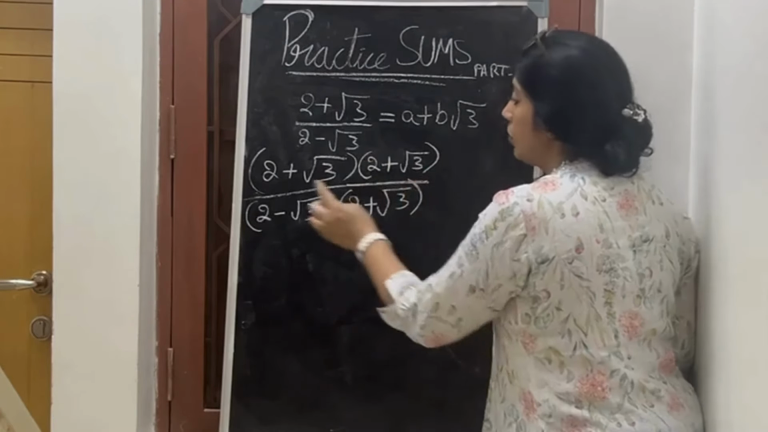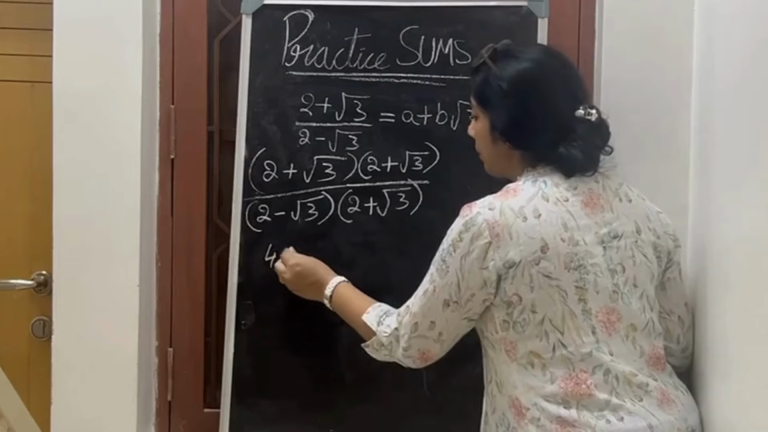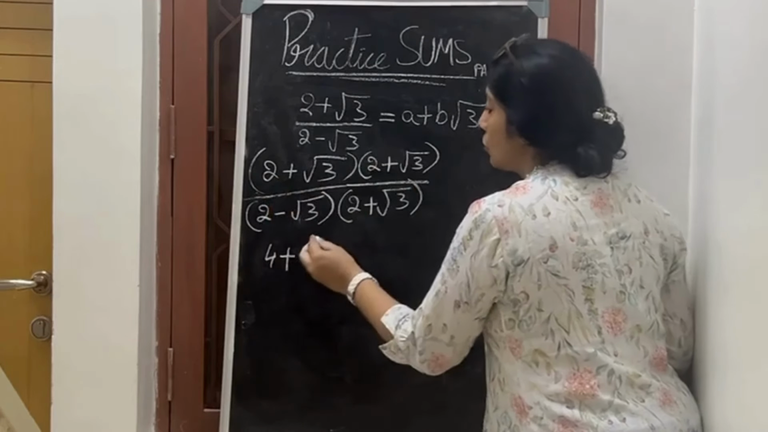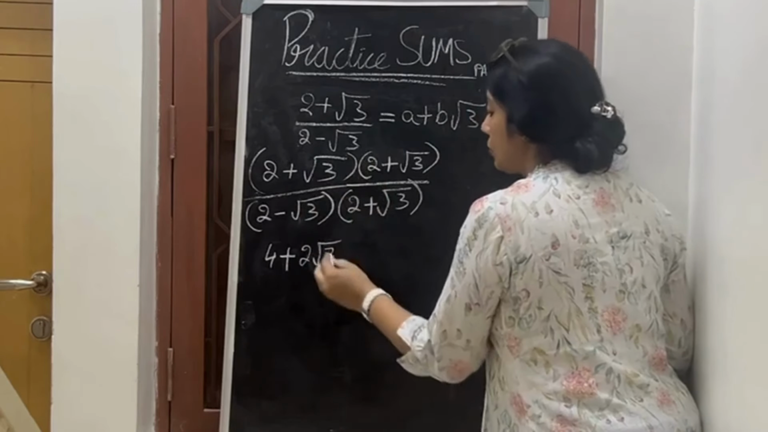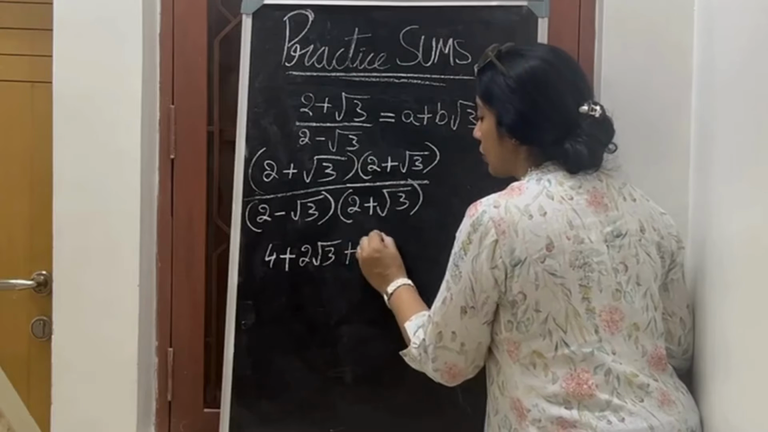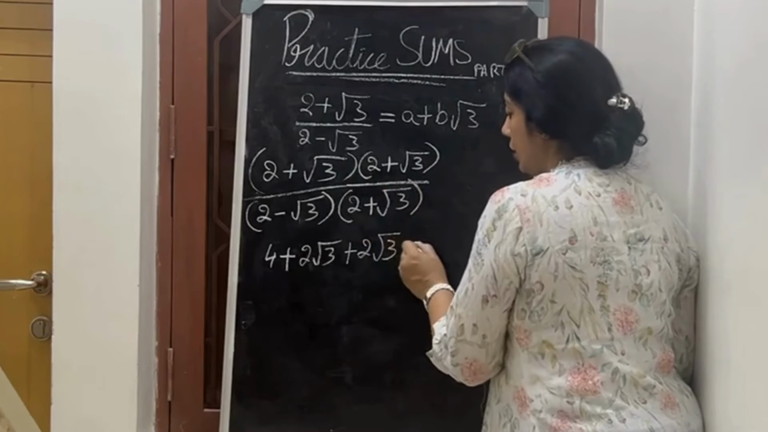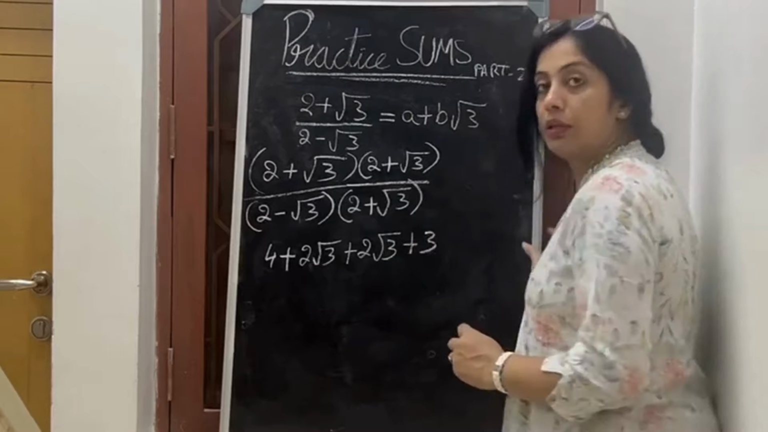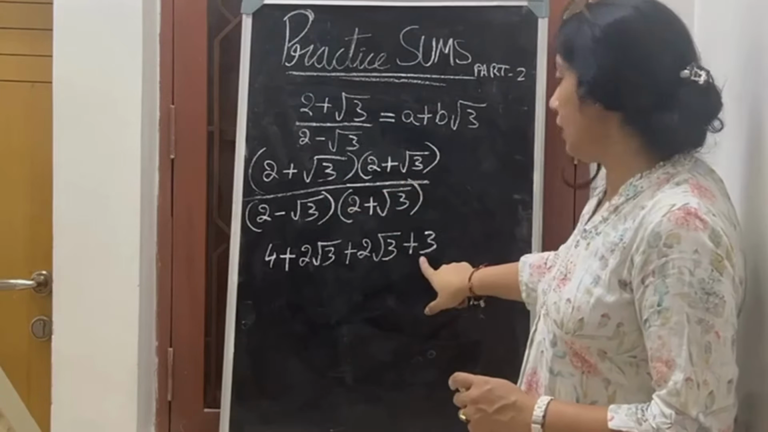Let me solve this now. 2 2s are 4, plus 2 square root 3. 3 2s are again plus 2 square root 3. Then square root 3 into square root 3, plus 3. Understood what I did here? Because it's square root 3 into square root 3, it will be only 3.